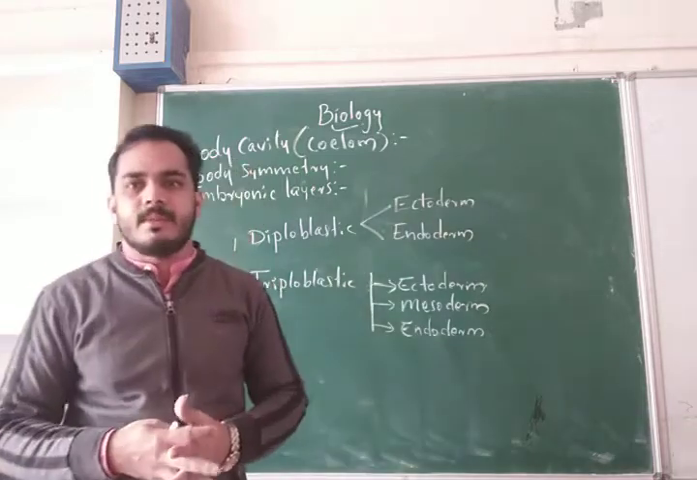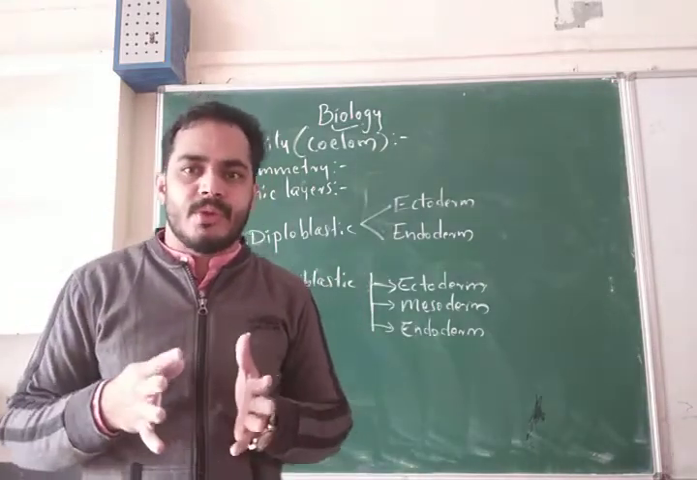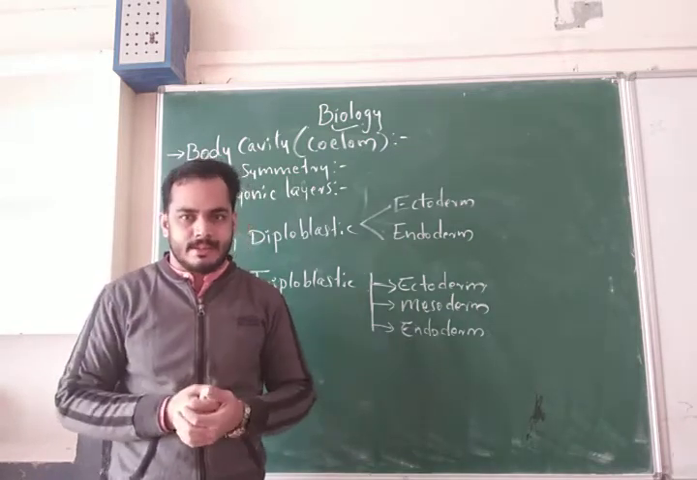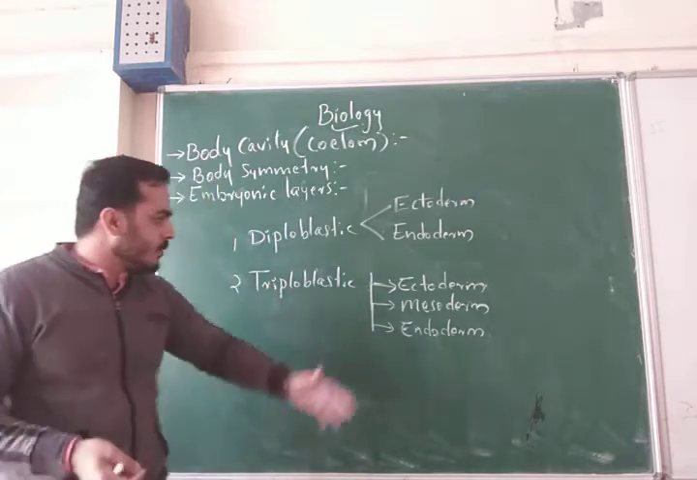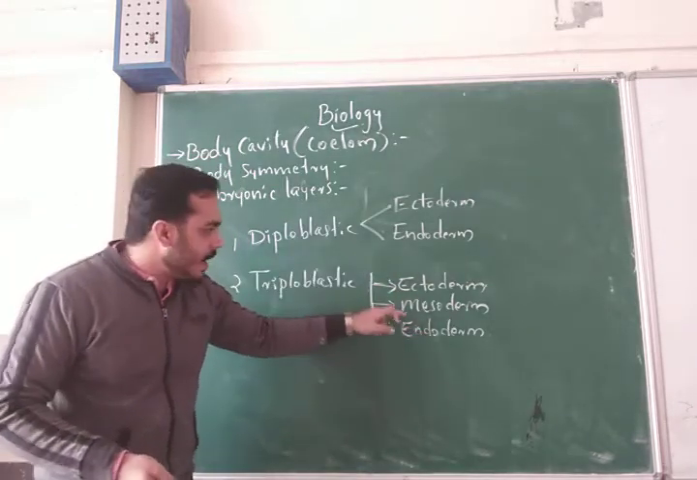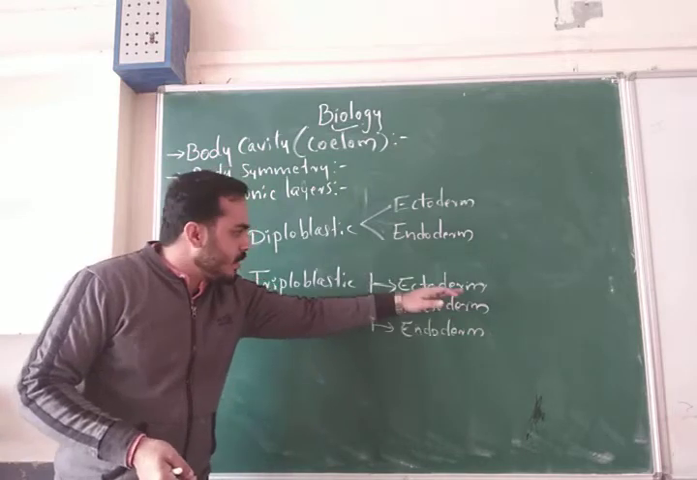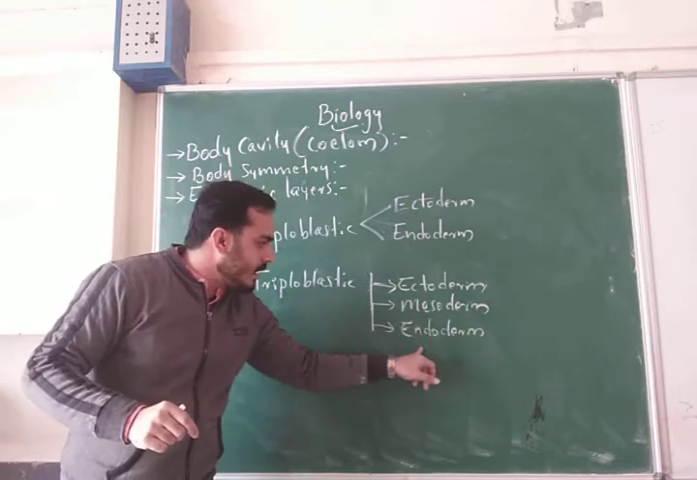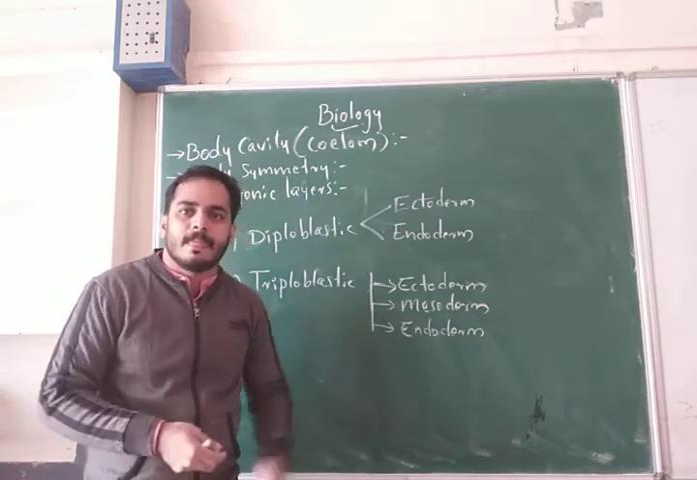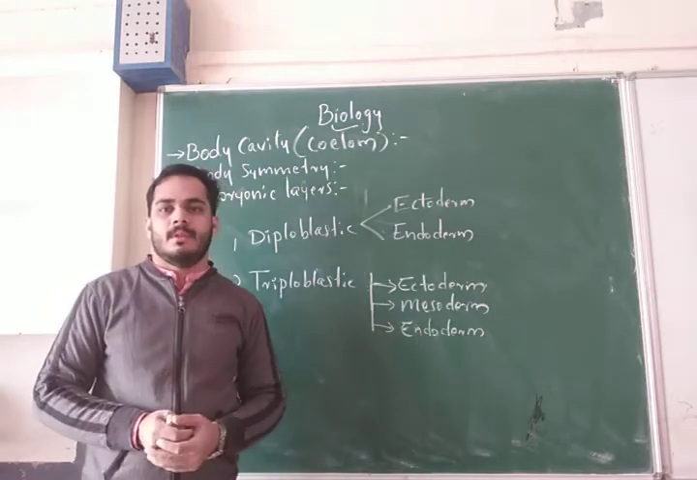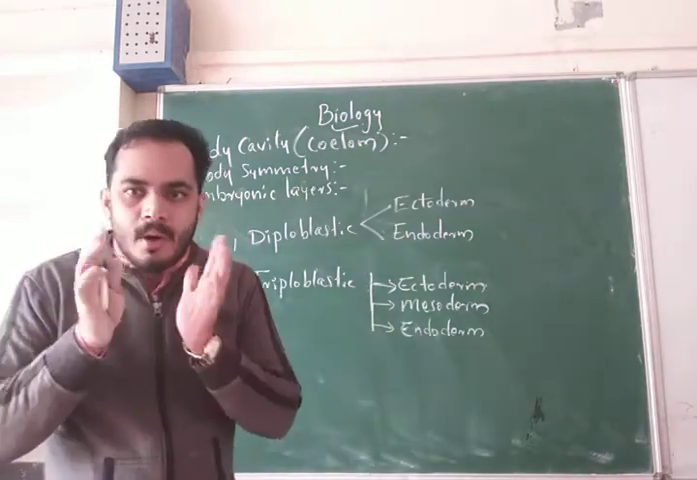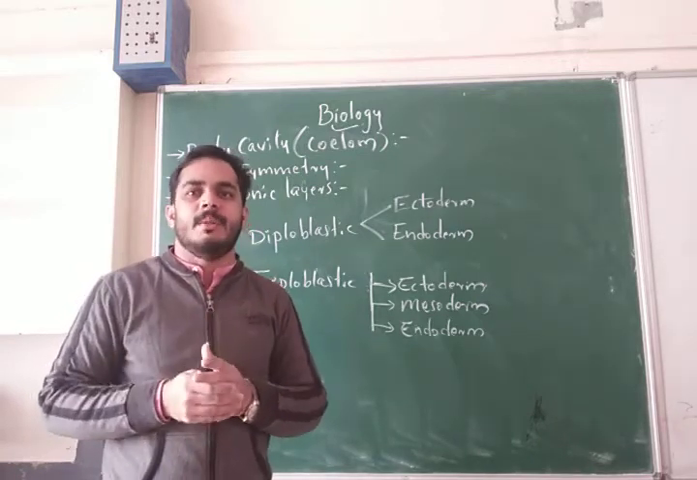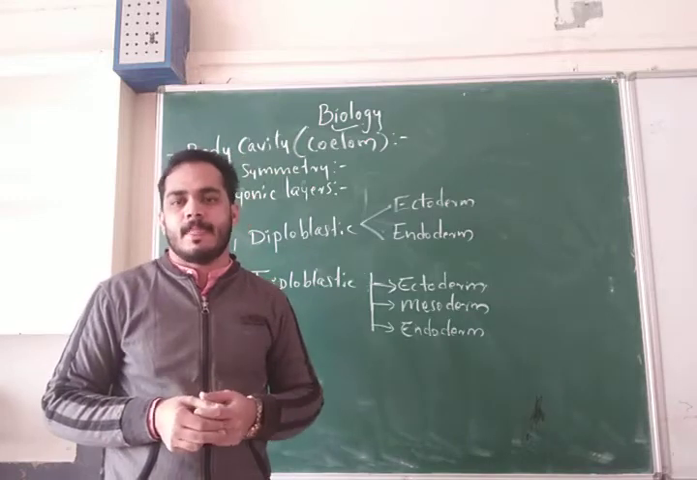And some other organisms are triploblastic. That means the organisms have three different layers in their cells: one outer layer, one inner layer, and one middle layer. The outer layer is called the ectoderm, the middle layer is called the mesoderm, and the inner layer is called the endoderm. I hope all of you understood these two topics. The embryonic layer has two types, diploblastic and triploblastic.